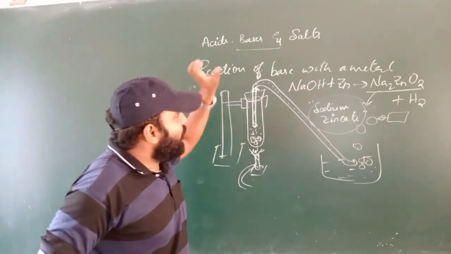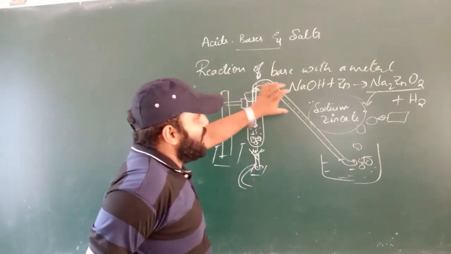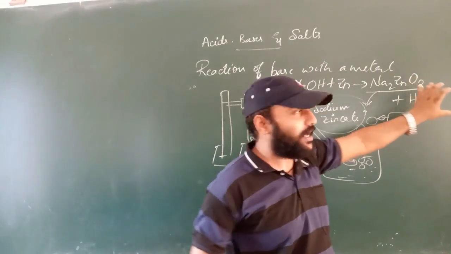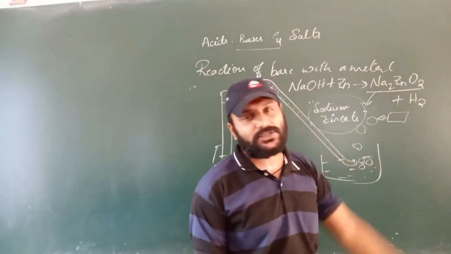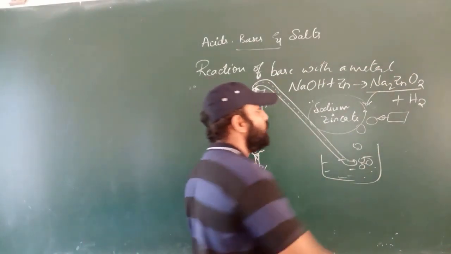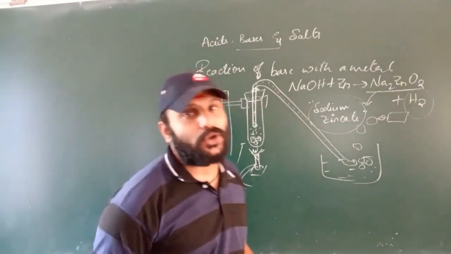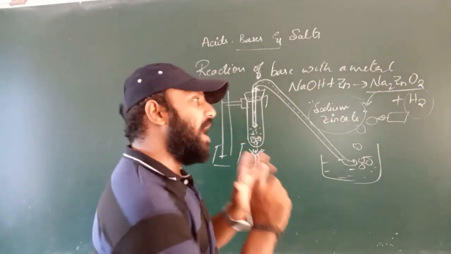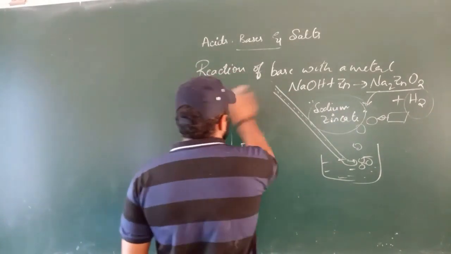Understood? So here, when a base is getting reacted with zinc, what are the products we have got here? Sodium salt plus hydrogen gas. Na2ZnO2 is called as what? Sodium zincate. So here what we can understand, what is the gas formed here? Hydrogen gas. Means when we react a base with a metal also, what is the gas that is formed here? Hydrogen gas. So what is the generalized equation we can write here?